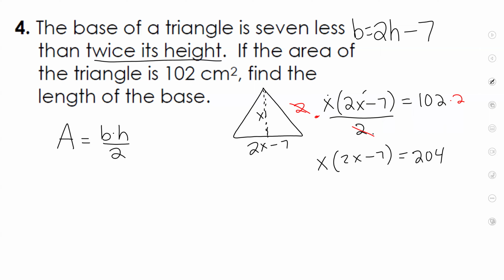Now distribute. x times 2x is 2x squared. x times -7 is -7x, and this is equal to 204. You need to move 204 to the other side so that we get a quadratic equation, which we can then factor.